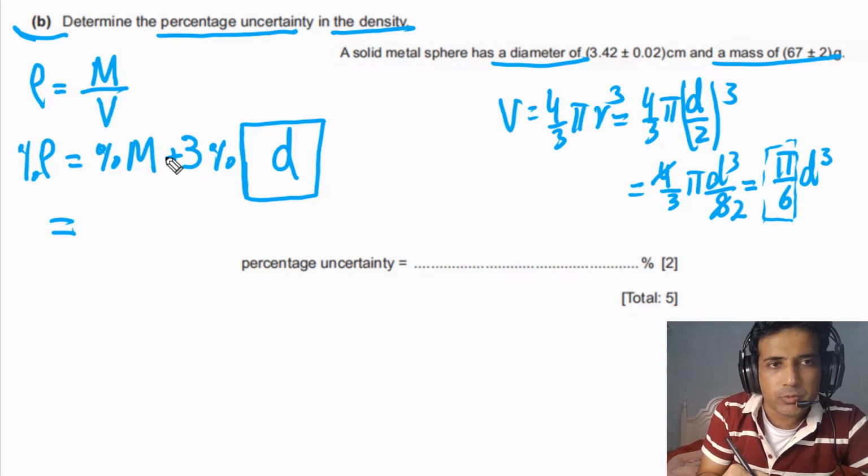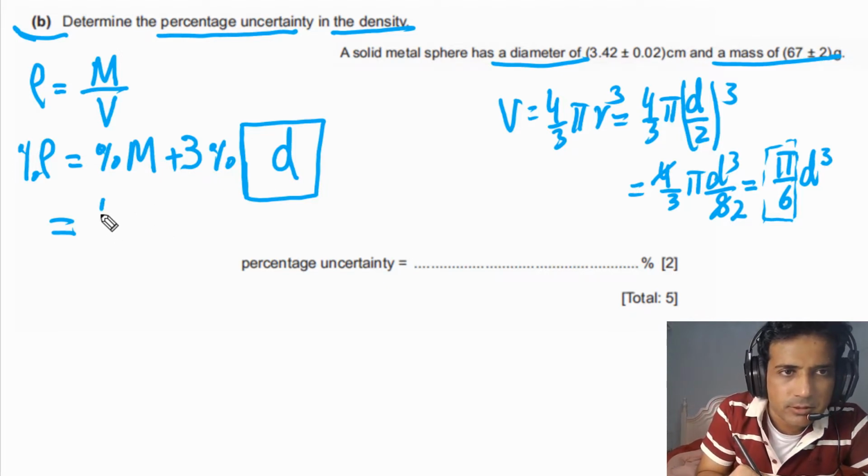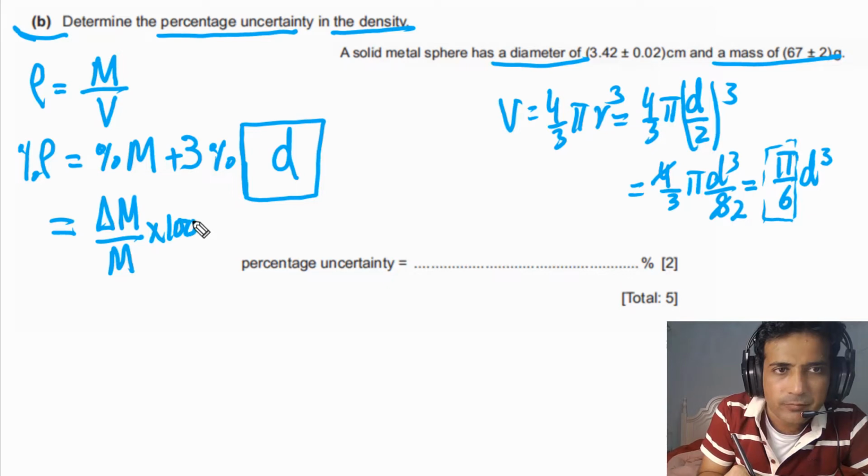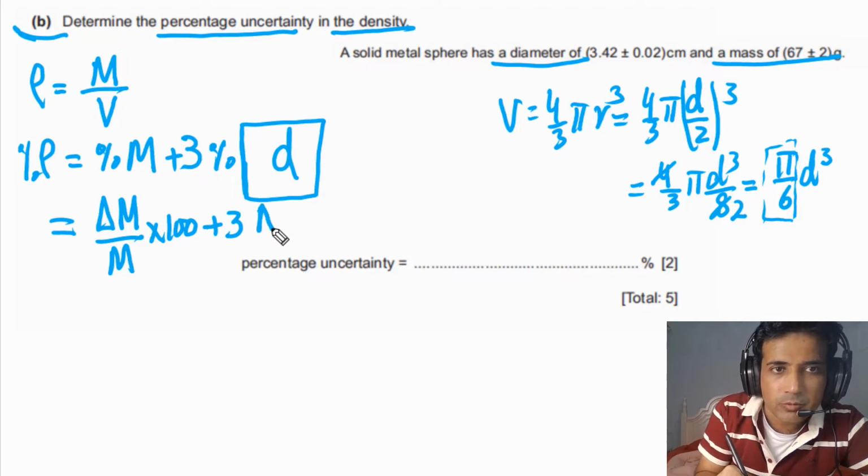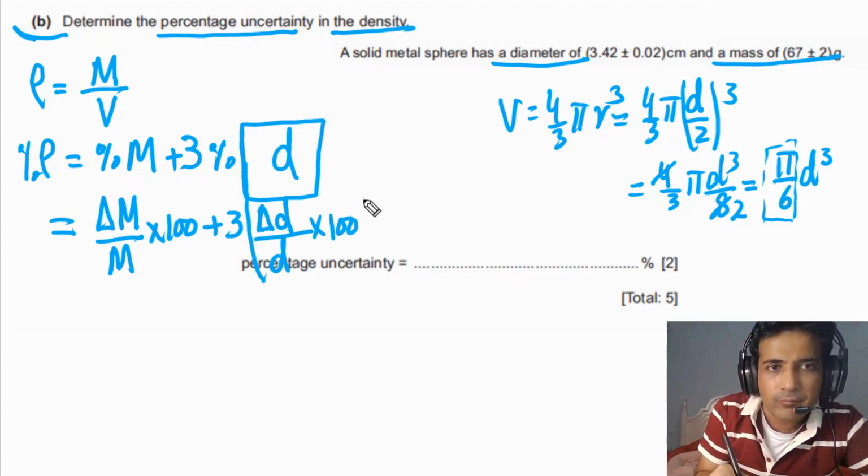In order to calculate the percentage uncertainties, we need to write down absolute uncertainty of mass divided by value of mass itself, and we need to multiply this by 100 because this is percentage uncertainty, and we will use the same method for diameter. So we will have absolute uncertainty of diameter divided by value of diameter, and this we need to multiply with 100 because this is percentage uncertainty.